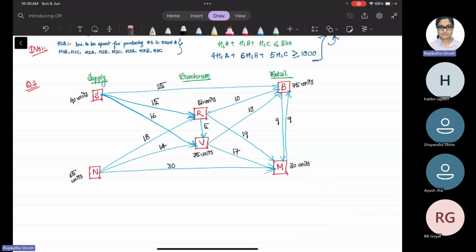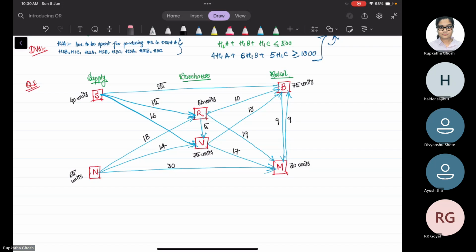S2R. Why not? In the question only it is given, no? From S to B and S to V we can reach. No, to B and S2R, S is also given, no, in the question. To R. Okay. See, right? Or they can be shipped from S2R at a cost of rupees 15 per unit and S2V at a cost of 16 per unit. Okay.